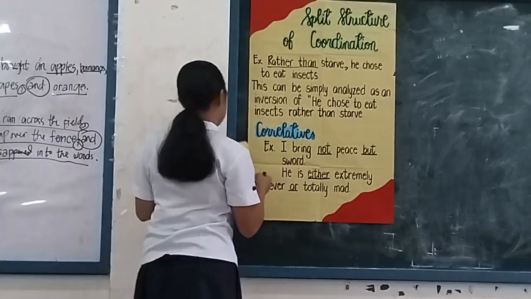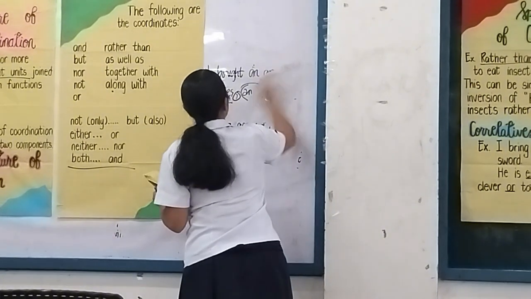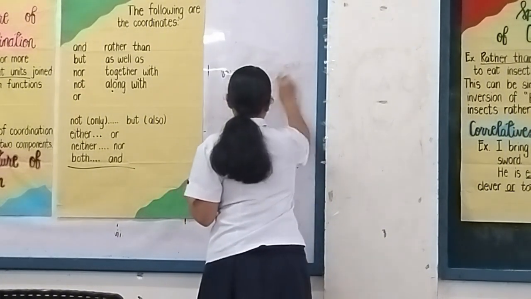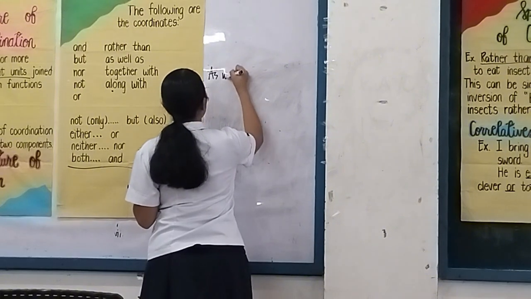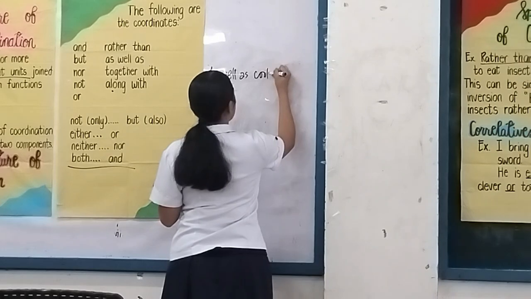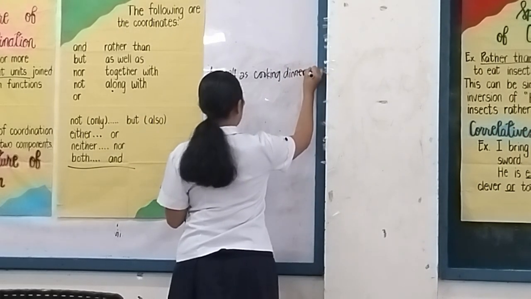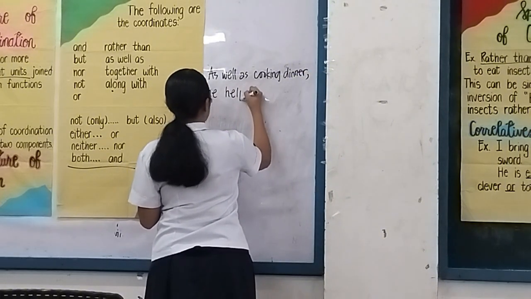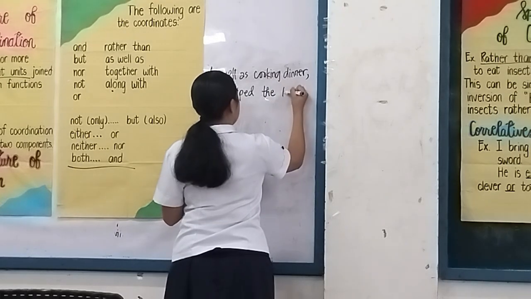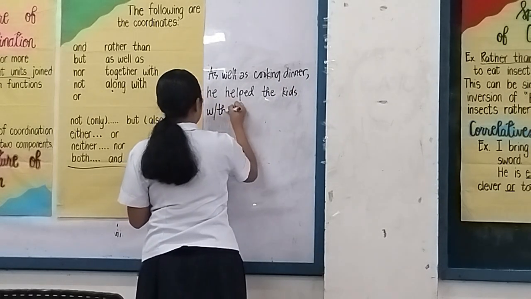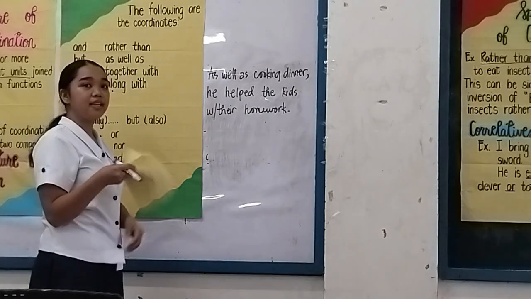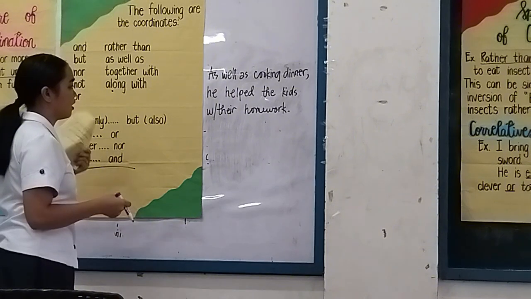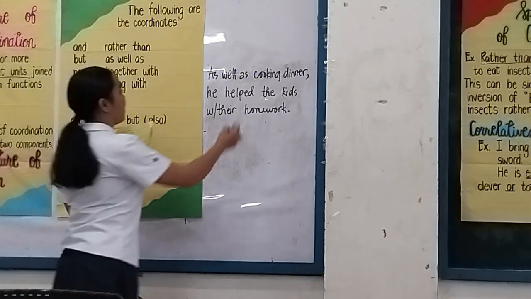And then another example is, as well as cooking dinner, he helped the kids with their homework. So what is the coordinator? As well as.